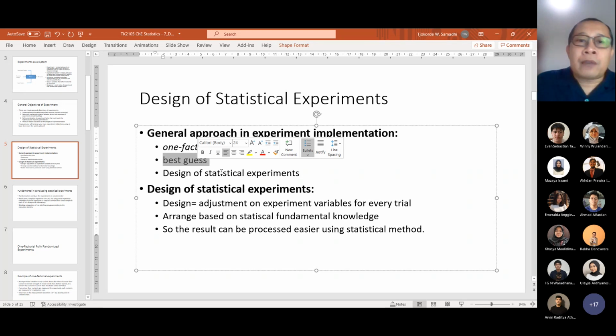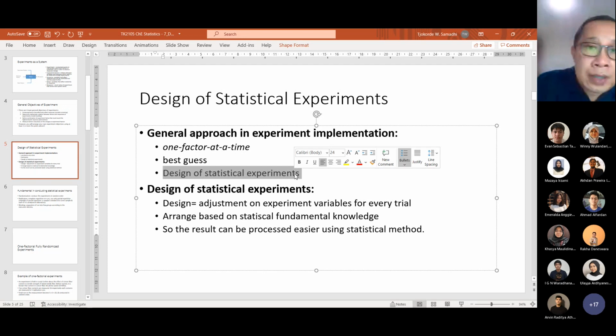So because you already have enough experience, you can pretty much guess, quote unquote guess, what a better setting should be. This is why we call it the best guess approach. It doesn't work in a lot of cases. It works only if you have prior experience with your system. And the last one, which we emphasize in this class, is the design of statistical experiments.